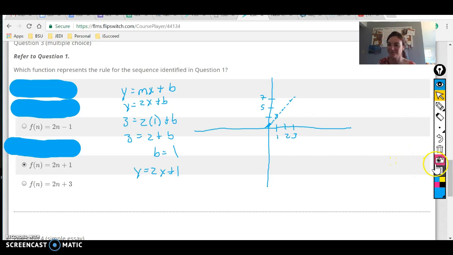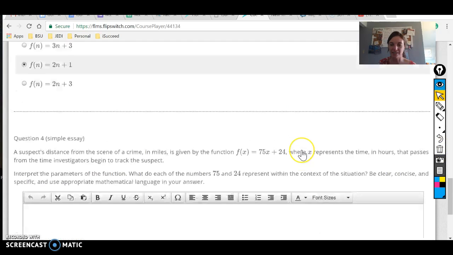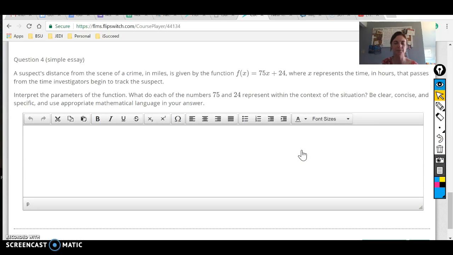And the last question here. A suspect's distance from the scene of a crime in miles is given by the function f of x equals 75x plus 24, where x represents the time in hours that passes from the time the investigators begin to track the suspect. Interpret the parameters of the function. What do each of the numbers 75 and 24 represent within the context of this situation?